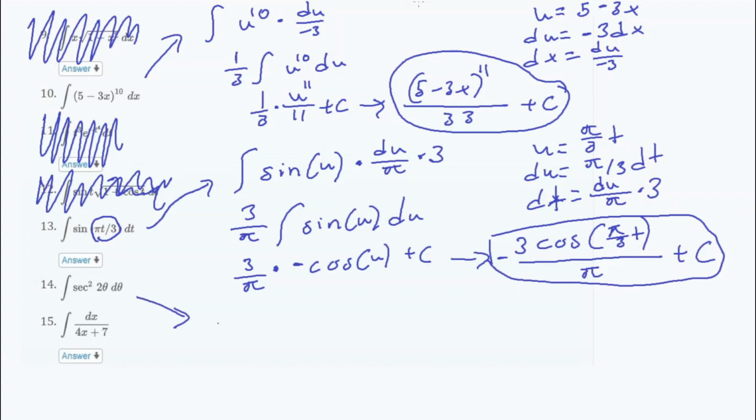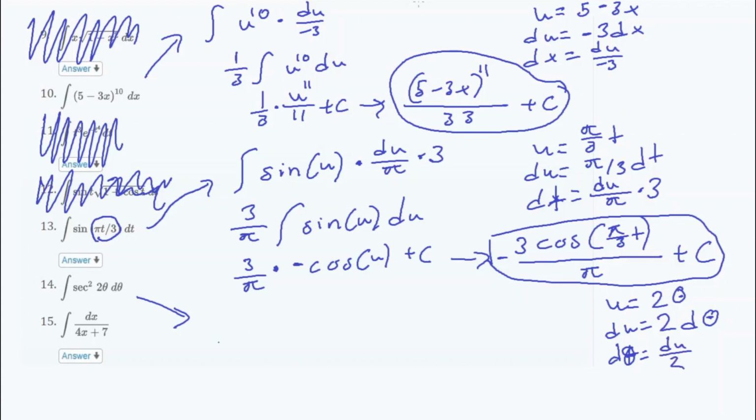And now let's take a look at number 14. So number 14, we have the integral of secant squared of 2 theta, d theta. So let's see what u, du, and d theta can equal. So we can set u equal to 2 theta because it's the more complicated thing here. So if we set u equal to 2 theta, that means that du is going to be equal to just 2 d theta. And that means d theta is going to be equal to du over 2.